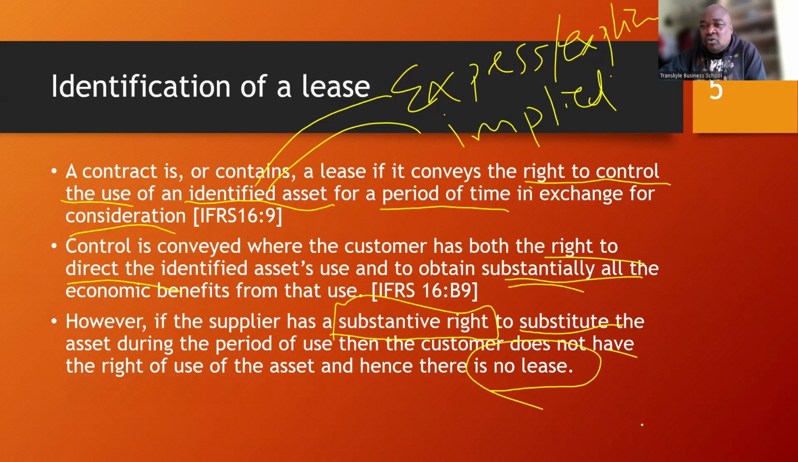Sometimes the word rent will be there, but the recognition criteria for a lease is not met. Why? Because you do not have control. You are paying rent, yes, you need to just expense that rent straight away. Do not recognize any asset in relation to that arrangement. Why? Because you do not have the right to direct the use of the asset. Is that clear?